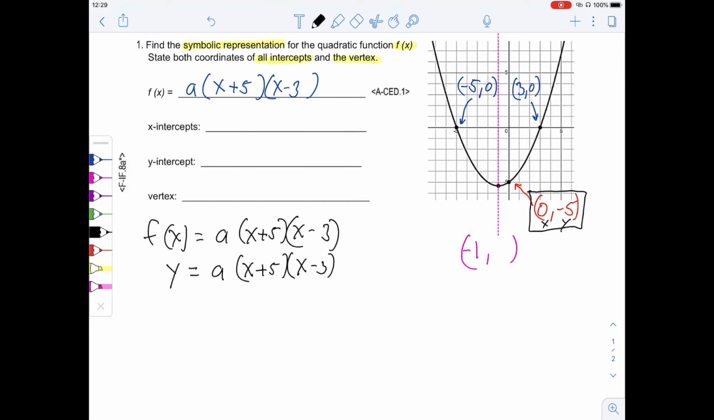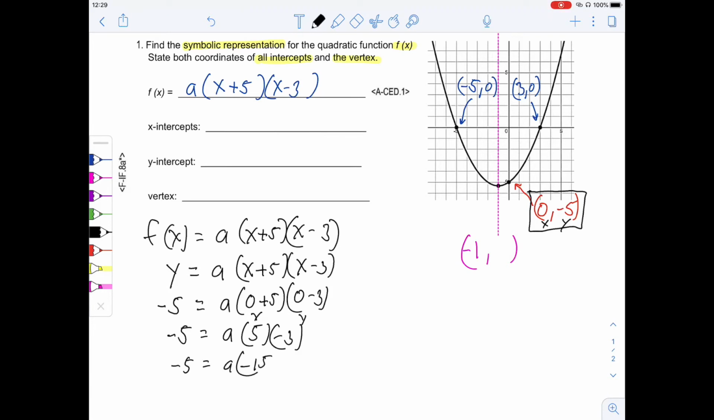So we're going to substitute x for 0. So we get a times 0 plus 5, and then 0 minus 3. And then our y value is -5. So we're going to put -5 for our y value, and then we're going to simplify this and solve for a. So we got this is 5. This one is -3. So we have -5 equals a times -15.